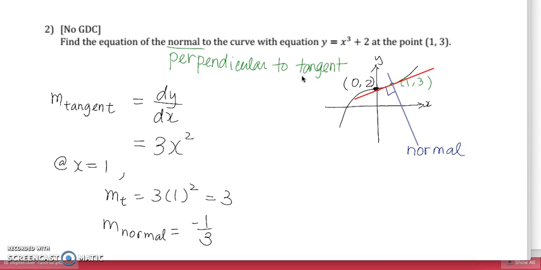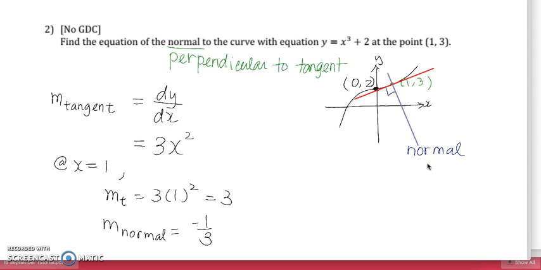So if we make a quick sketch of this equation y equals x cubed plus 2, take the x cubed function and shift it 2 units up. So right here you have a rough sketch of this. The point 1, 3 is on this function. The red line here shows the tangent at the point 1, 3, and therefore the blue line here shows the normal to the curve at 1, 3.